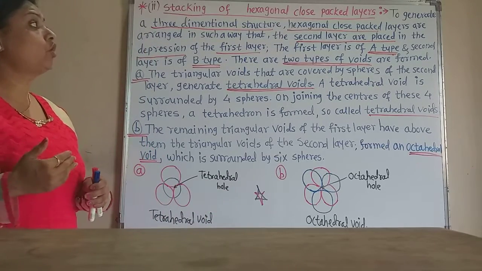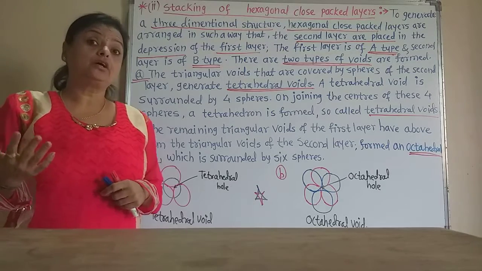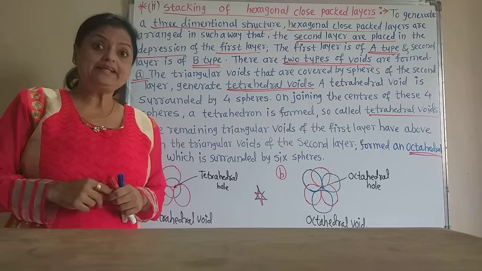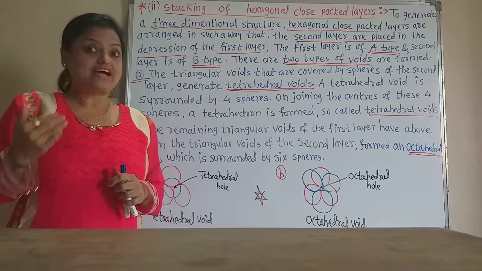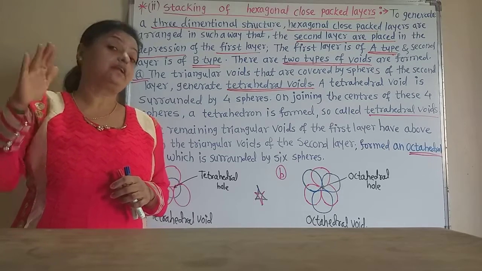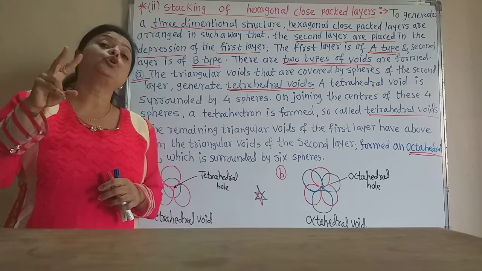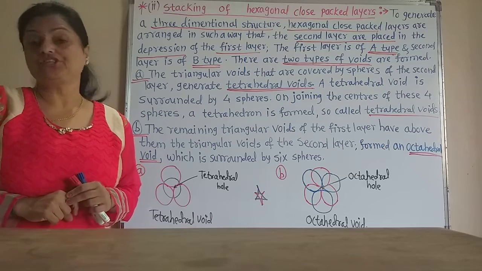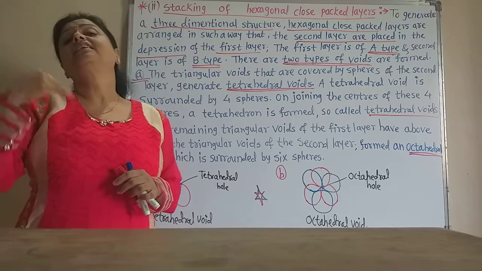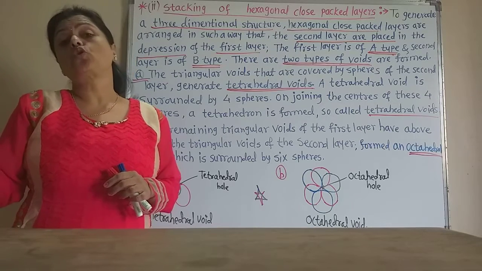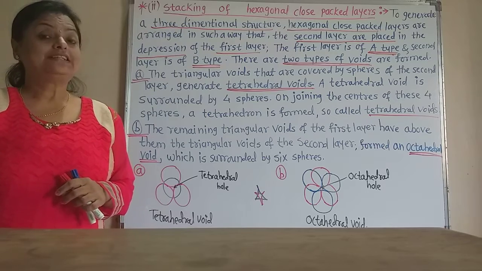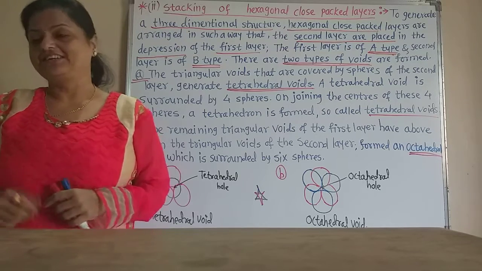But this stacking of hexagonal close packed layers forms two different types of crystals. I told you already when I started the lecture that the stacking of the hexagonal close packed layers one above another forms two different types of three-dimensional structure, that is hexagonal close packed structure and cubic close packed, which is also called the face centered cubic cell. Now how they are formed, let us learn.